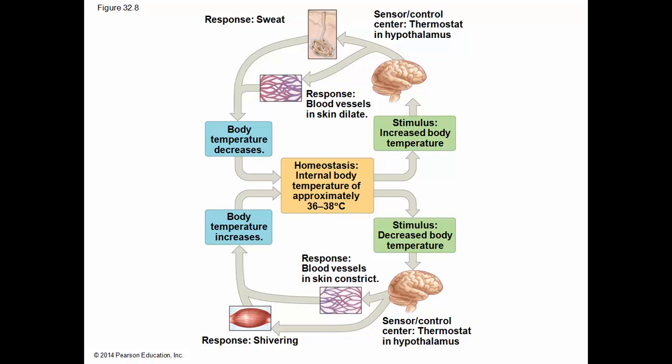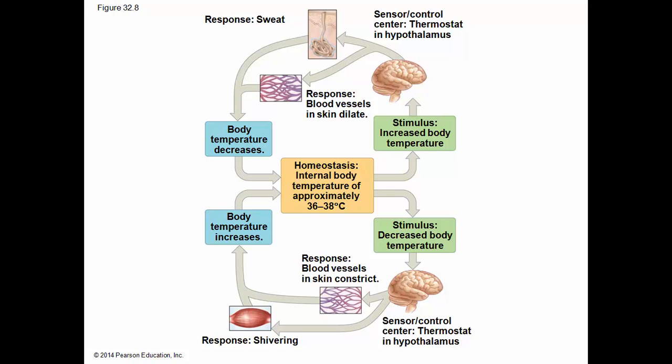The sensor control center, the thermostat, the hypothalamus activates warming mechanisms. This can cause the blood vessels to constrict, the capillaries to constrict. Blood vessels in the skin constrict, diverting blood from the skin to the deeper tissues and reducing heat loss from the skin surface. The response could be shivering, which is skeletal muscles rapidly contracting and causing shivering, which generates heat, and body temperature increases, and the thermostat shuts off the warming mechanisms.